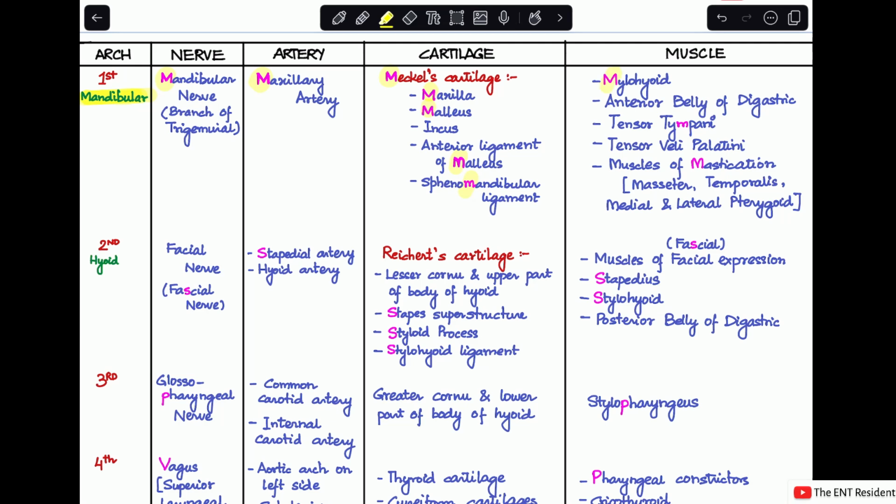And the muscles are mylohyoid. Anterior belly of digastric does not have M in it, so it's just something you have to remember. Tensor tympani, tensor veli palatini, and the muscles of mastication.